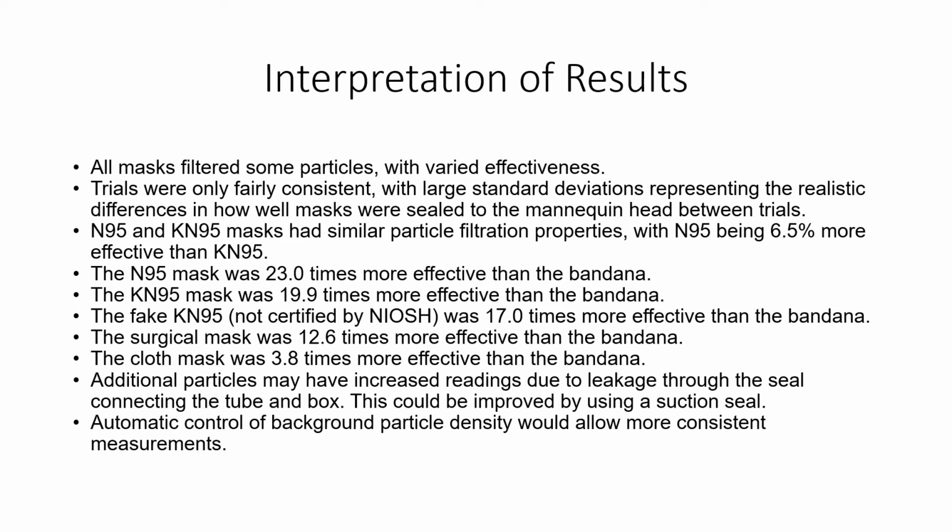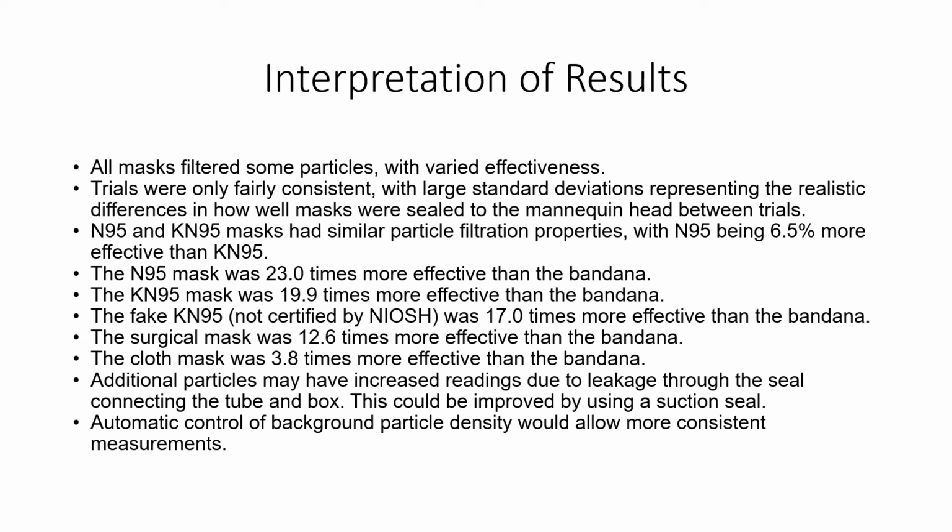N95 and KN95 masks had similar particle filtration properties, with N95 being 6.5% more effective than KN95. In comparison to the bandana, the N95 mask was 23 times more effective, which is a very significant difference, and the KN95 mask was 19.9 times more effective. The fake KN95, which had no certification, was 17 times more effective than the bandana, and the surgical mask was 12.6 times more effective. Finally, the cloth mask was 3.8 times more effective.